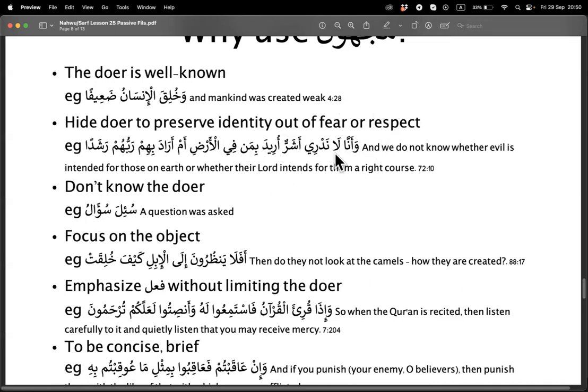And this is in the tongue of the jinn. This is from Surah al-Jinn. So that is one reason also.